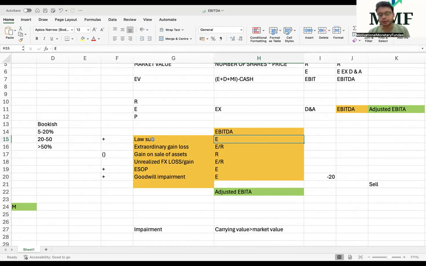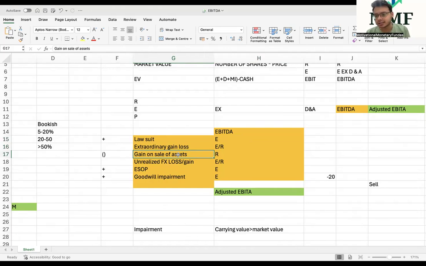So we can add this back. Some extraordinary gain or loss. You might have disposed of some assets, or some unit of a company which is not working properly, some discarded manufacturing equipment or units. If it's a gain, it's a one-time gain for you. You have to subtract that gain. If it's a loss, it's a one-time loss for you. You have to add back that loss.